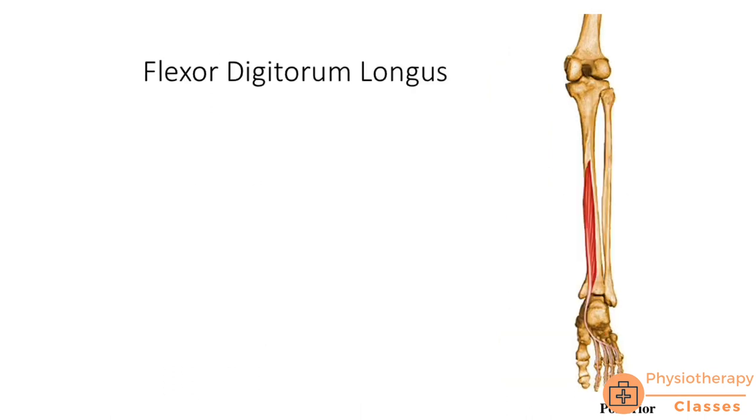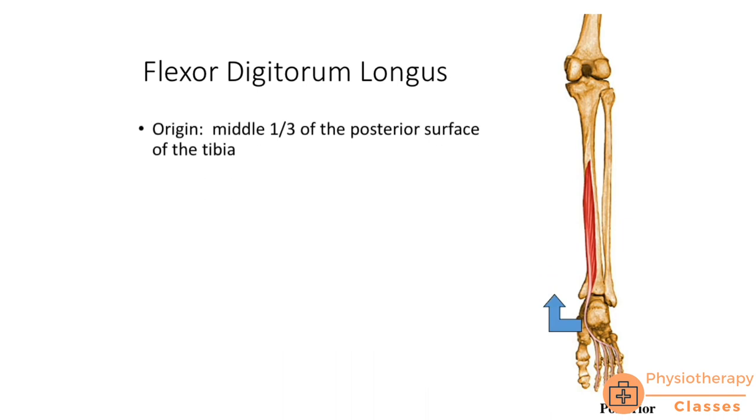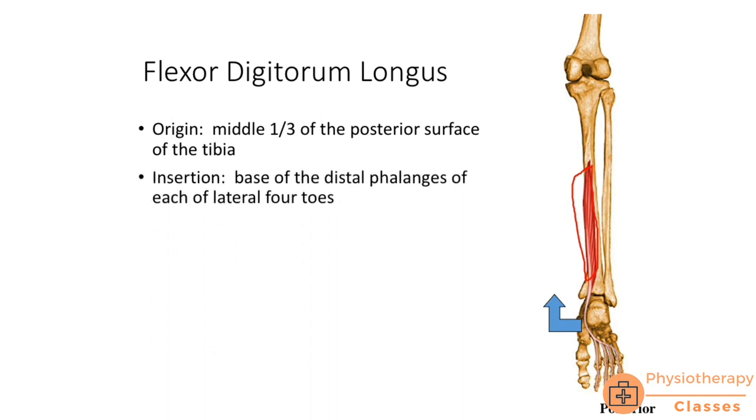Coming to flexor digitorum longus, which is also a deep posterior compartment muscle, it originates from the middle one-third of the posterior surface of the tibia. You can see the medial one-third of the posterior surface of the tibia, and it gets inserted to the base of the distal phalanx of each of the lateral four toes. You can see here again, it goes through the same path but gets inserted on the base of the distal phalanx of each of the lateral four toes.